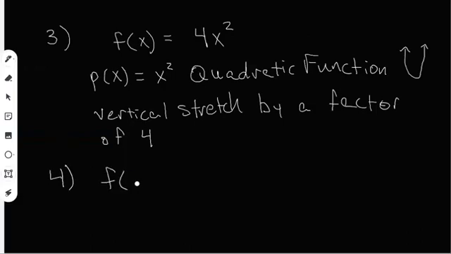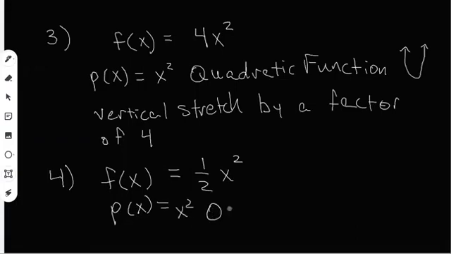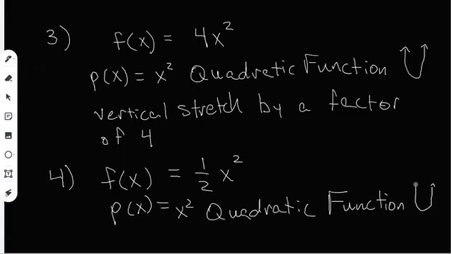All right. Let's say we're given f of x equals 1/2 x squared. What would that be? Well, the parent function is still p of x equals x squared. It's still the quadratic function. That has not changed, right? It's still going to give you that U-shaped graph since it's x squared. But we're multiplying on the outside by 1/2. So what would that be?